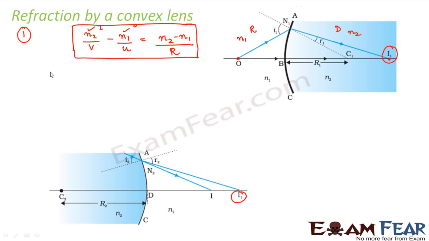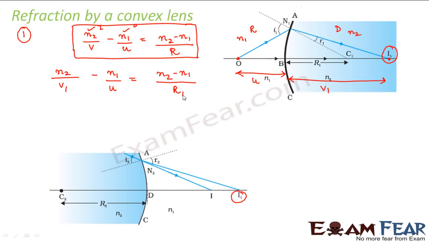In this case, what is N2? N2 is N2. What is V? V is the image distance. Let us assume that this image distance is V1 and this object distance is U. So we will say N2 by V1 minus N1 by U is equal to N2 minus N1 divided by R1, because here the radius of curvature is R1. Let us put this equation as equation number 1.